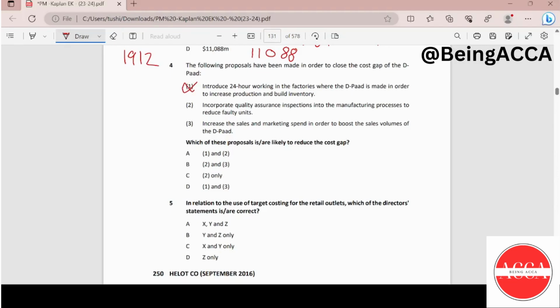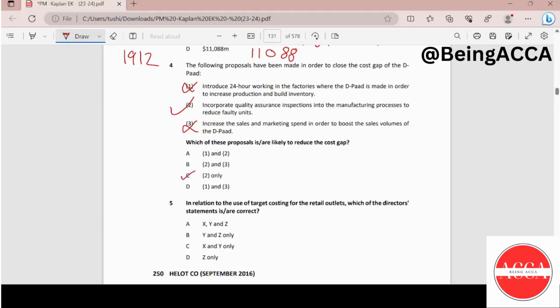Incorporate quality assurance inspections into the manufacturing processes to reduce faulty units. Yes, this will help because you will be discarding fewer units, and this will help you reduce your costs. Increase the sales and marketing spend in order to boost the sales volume. No, even if sales volumes are very high, your cost will still remain the same. You're just going to be selling more, but your cost will still be the same. So this is also not a proposal that can help you reduce the cost gap. So my answer is option C.